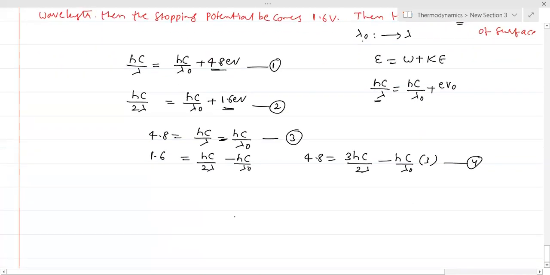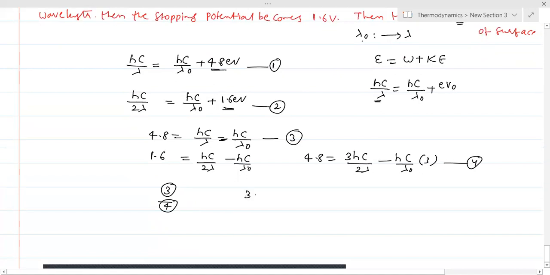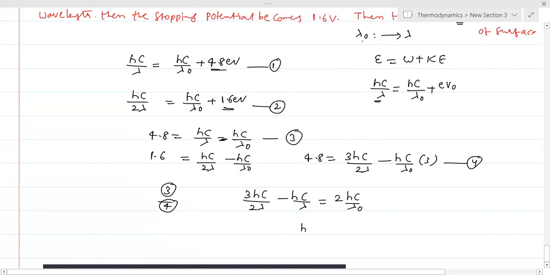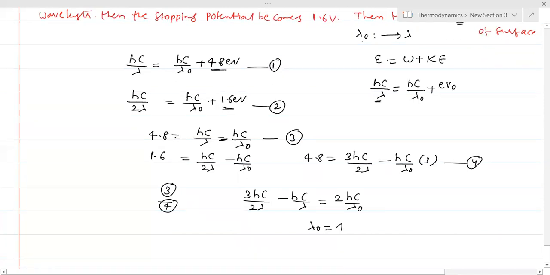So simply by dividing equation 3 by 4, we will get 3hc by 2 lambda minus hc by lambda equivalent to 2 into hc by lambda naught. Or simply by solving that we will get lambda naught equivalent to 4 lambda.